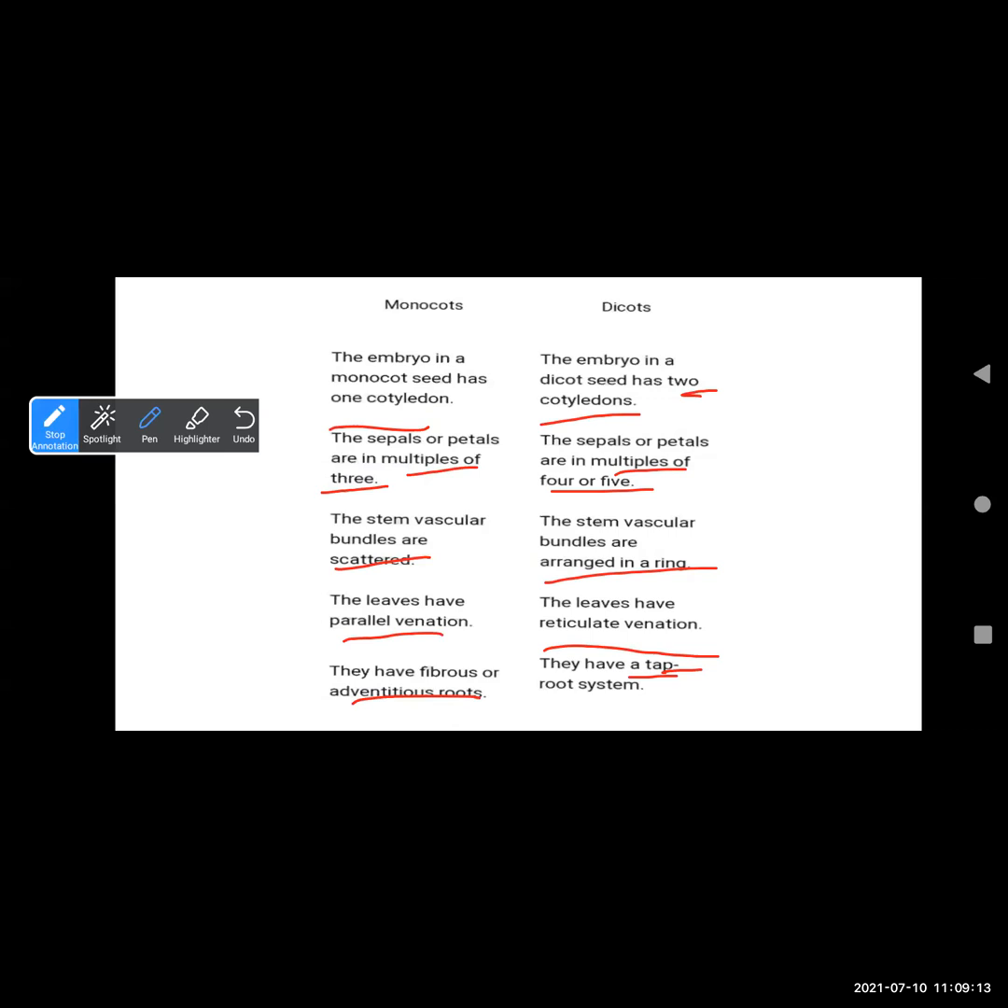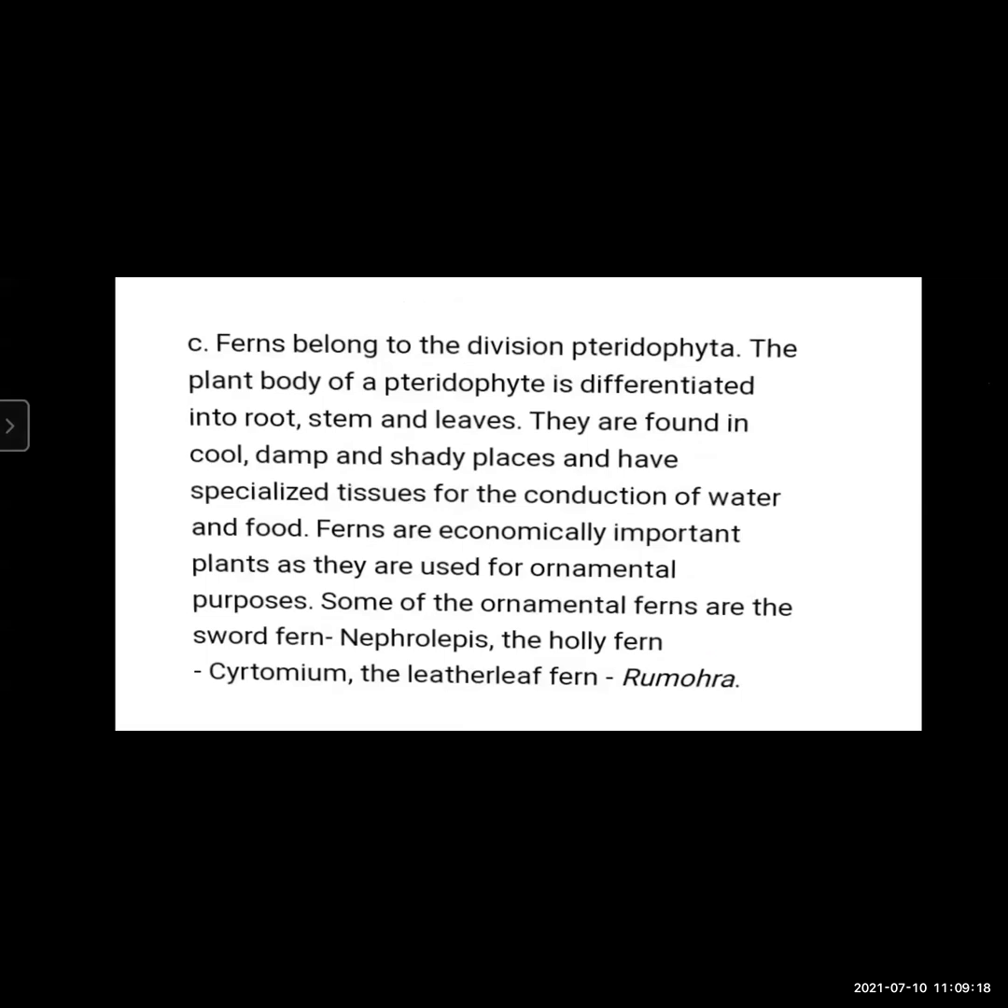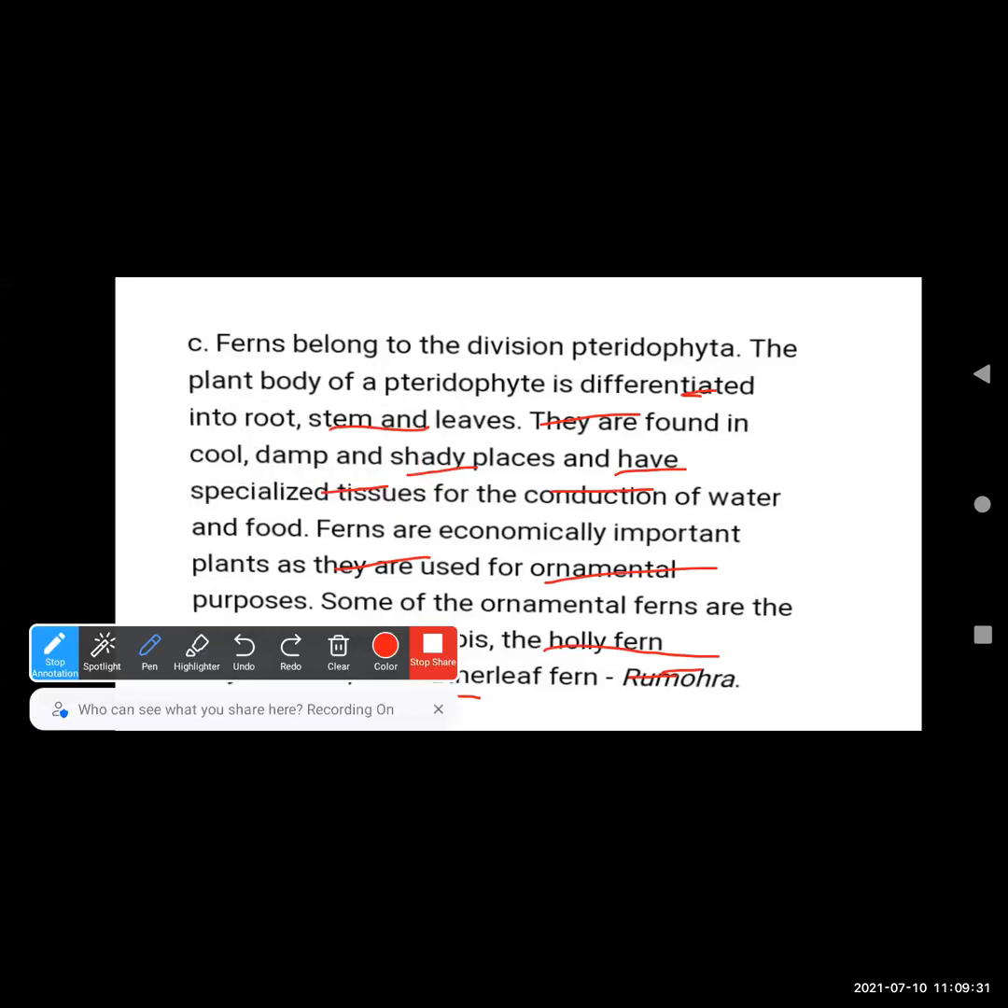Then the next question was, write a paragraph in your own words about the ornamental plants called ferns. So you can mention all these points. Again, we need to highlight the important points. Ferns belong to the division Pteridophyta. The plant body of the Pteridophyta is differentiated into roots and leaves. They are found in cool, damp, and shady places. Have specialized conduction of water.